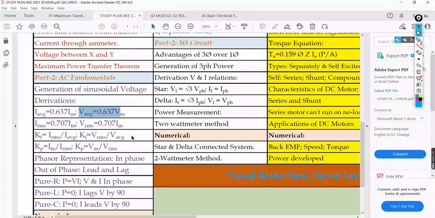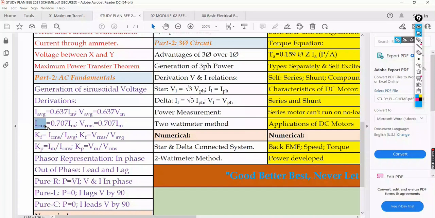Maximum value, Im, is what? The maximum value of the current and the voltage. Then RMS value is what? Whenever a circuit is connected with a resistance, if there is a replacement of an AC source by a DC source, because of that replacement, it has to produce the same amount of heat. Whatever the magnitude of current which is flowing is called the RMS value.